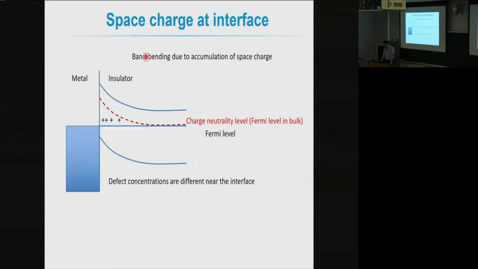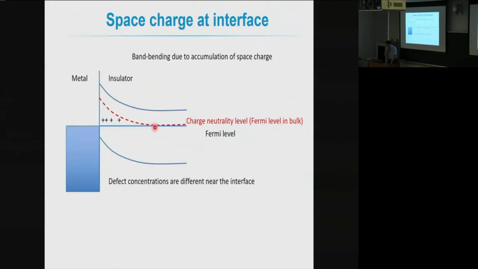And also we can use this formation energy diagram to calculate the space charge distribution at an interface structure. For instance, in a metal-insulator interface, you may know that the band is bending, such that the metal Fermi level becomes equal to the intrinsic Fermi level of the insulator away from the interface. So this band bending is a very important parameter that defines the performance of electronic devices.